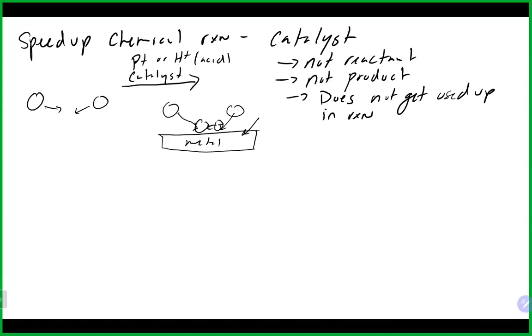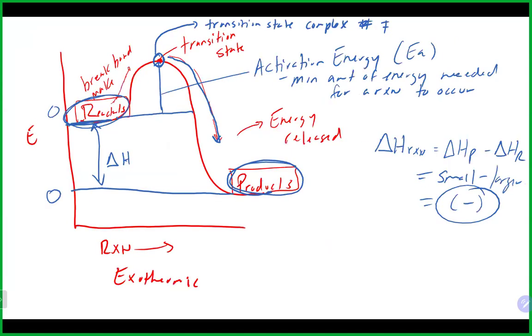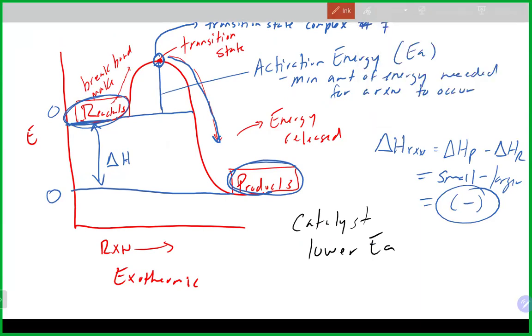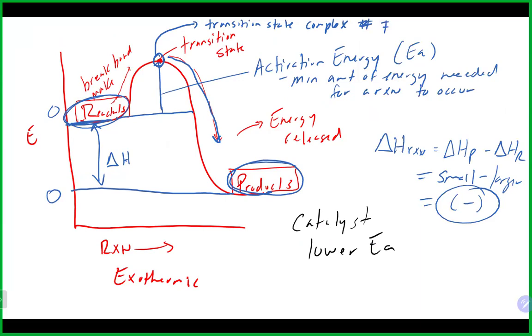Ultimately, what does it do in terms of our energy diagram? What it does in terms of our energy diagram is that a catalyst basically lowers the activation energy. So remember that the activation energy is the hill that the reactants have to climb to get to the other side. If they have to climb a really big hill in terms of energy to get to the other side, the reaction is going to occur probably a lot slower, right?